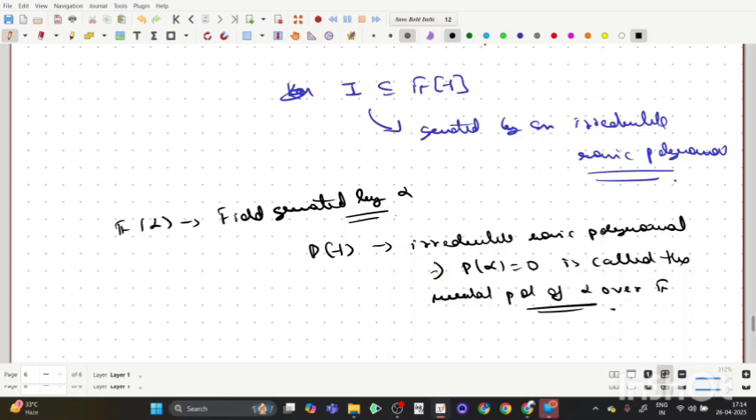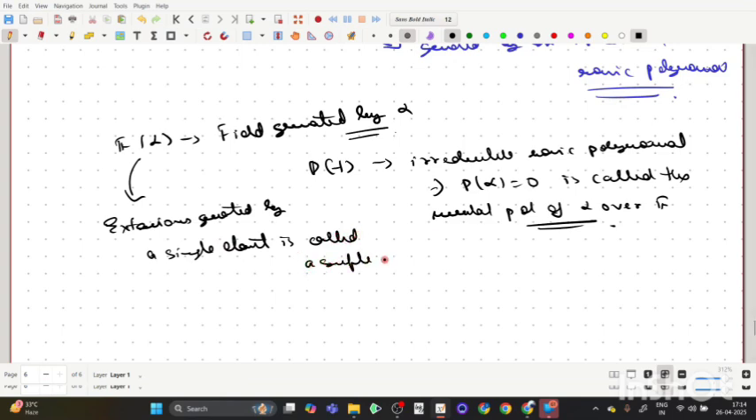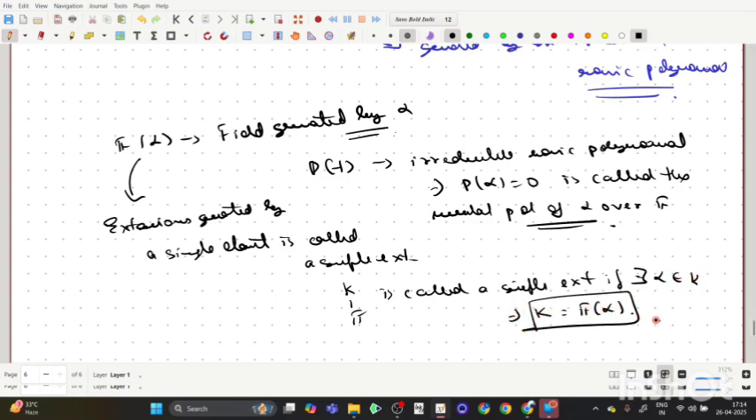Okay. Fine. Extensions generated by a single element are called simple extensions. In other words, K over F is called a simple extension if there exists some alpha in K such that K is equal to the field generated by F and alpha.